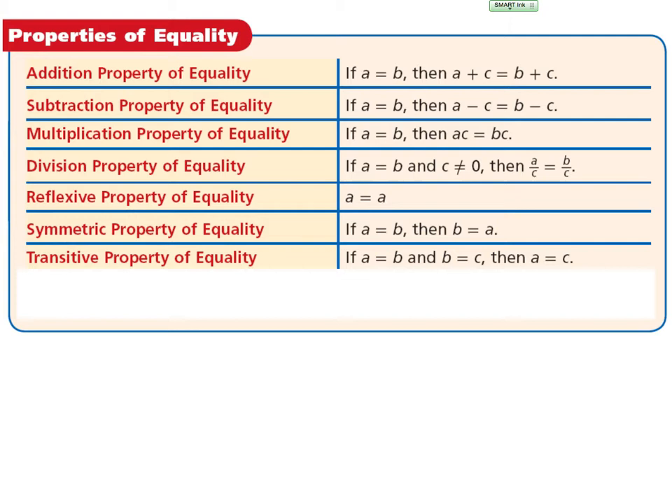Symmetric property of equality. What words did I put there for symmetric, Gary? Two sides of the equation can be exchanged. So kind of switched. So notice the example, if a equals b, then b equals a. Just taking the two sides and switching it. Okay, what if I had a plus 4 equals 17? What would the symmetric property allow me to turn it into?